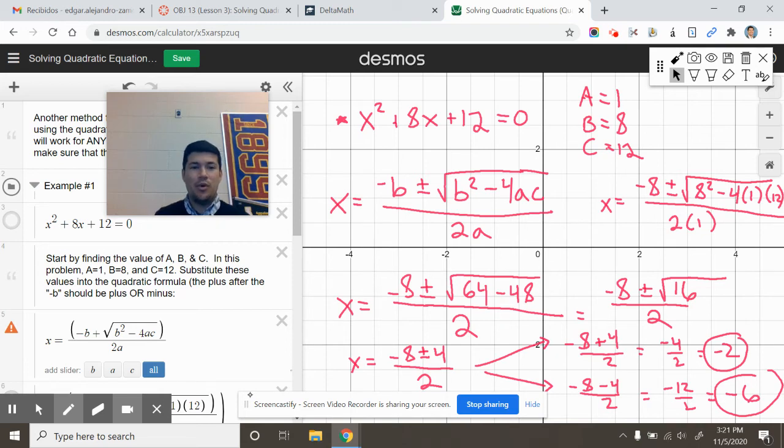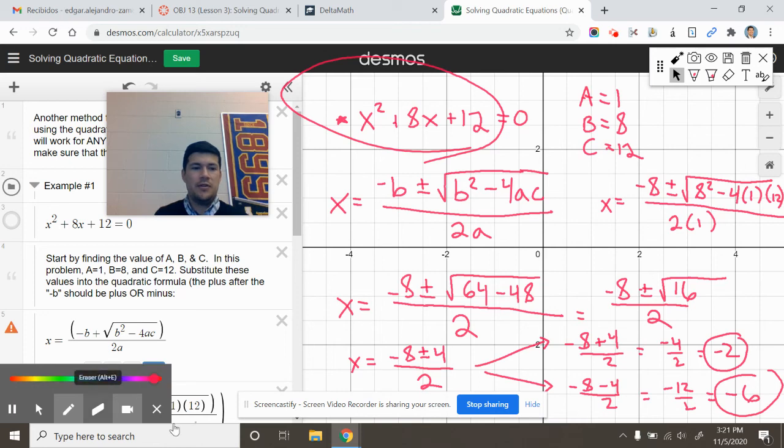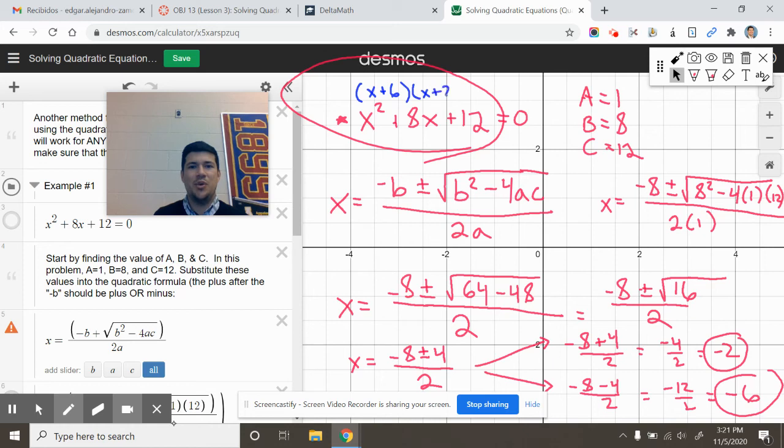I don't know. The moral of the story, I would say, because substituting this and just being careful, you can get it every time. But I would say the moral of the story is this. Do you remember how to factor? Do you? Because if you do, then let me give you some good news. Life becomes a lot easier because you realize that this is really just x plus 6 times x plus 2.